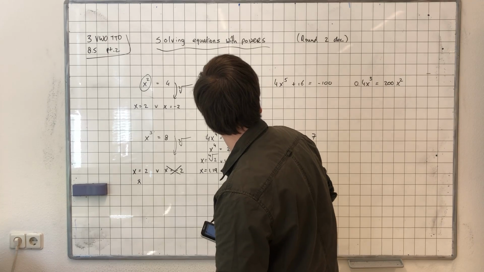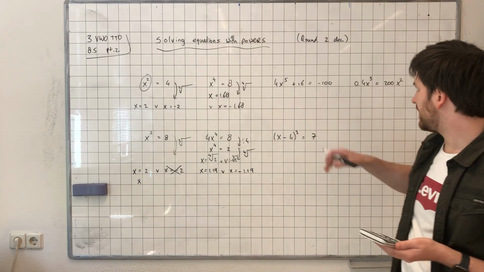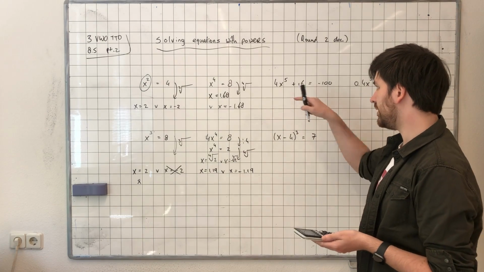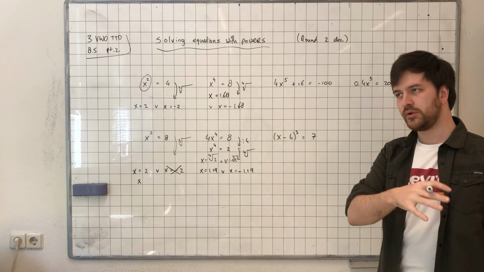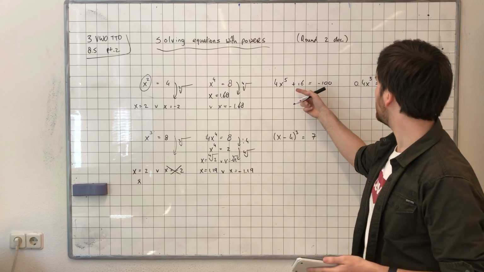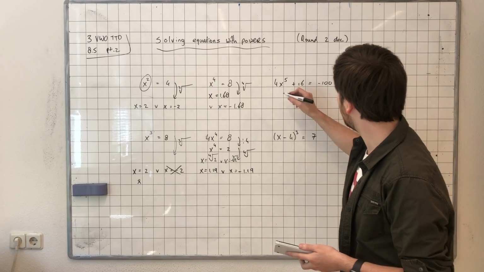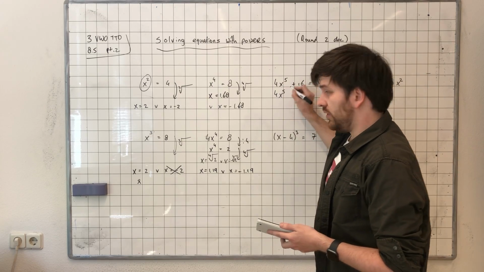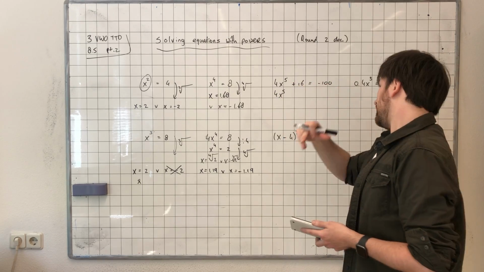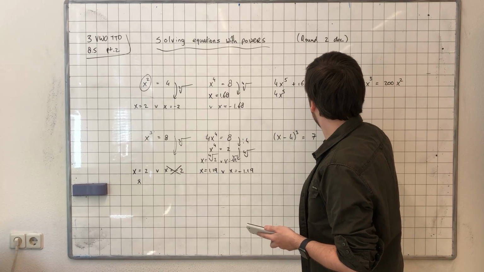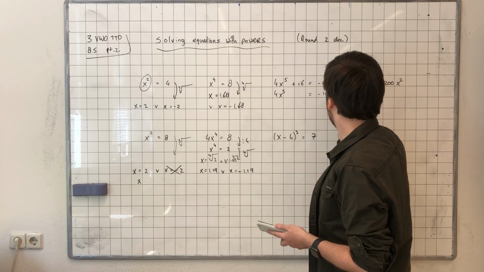Let's go to the next one. This one is a little bit harder again. So now, what do we want? We want to separate our power and our numbers. So we're going to remove the 16 and subtract it on the other side. So this is minus 116.